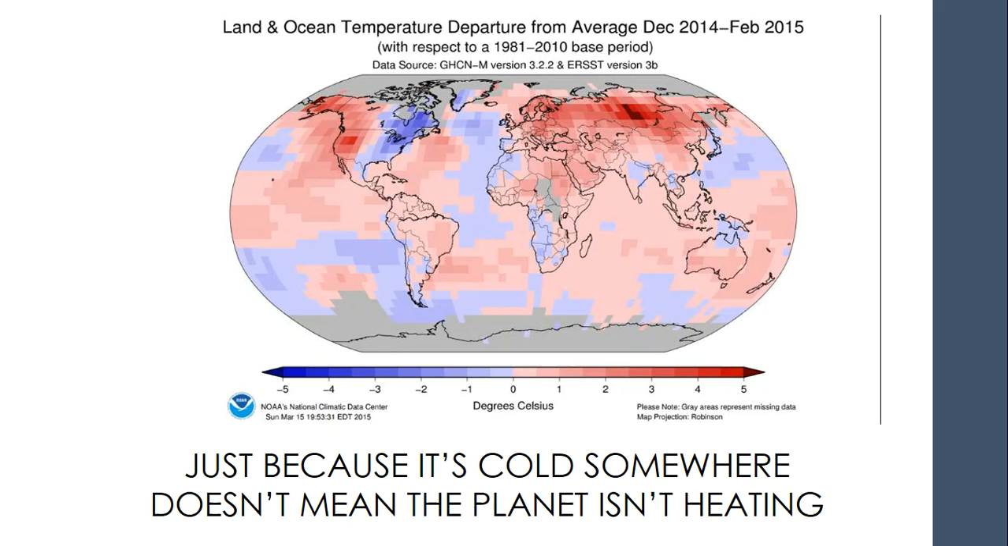And again, just because it's cold somewhere doesn't mean the planet isn't heating. So if we look at an average from December 2014 to February 2015, the reds are above normal. The blue is below normal. And you see, yes, part of the United States was colder, but globally there has been an increase in temperature. So again, we're not talking about specific weather events. We're talking about climate overall.